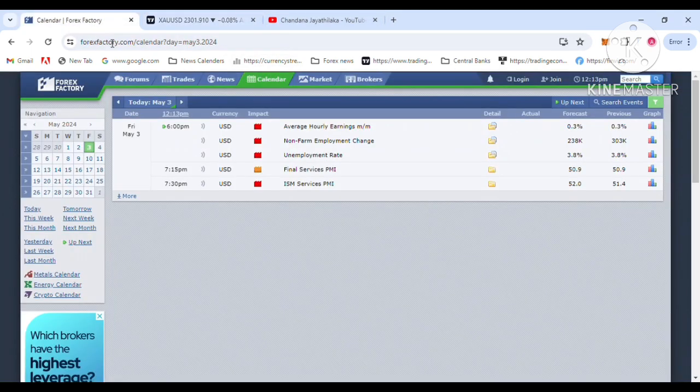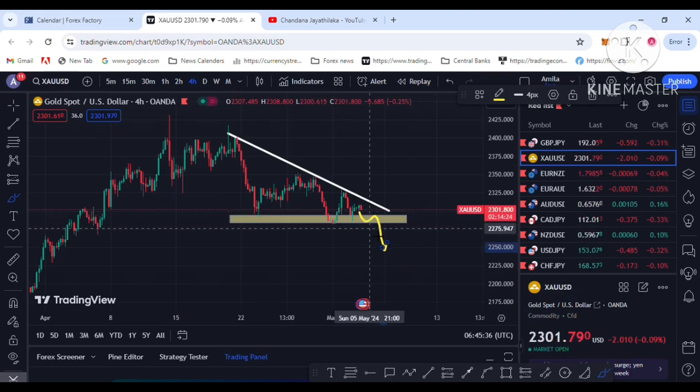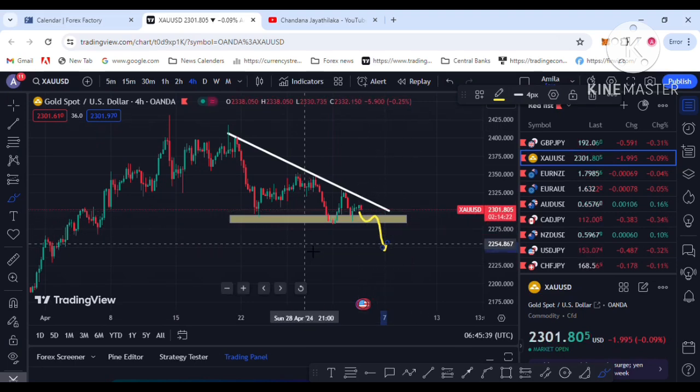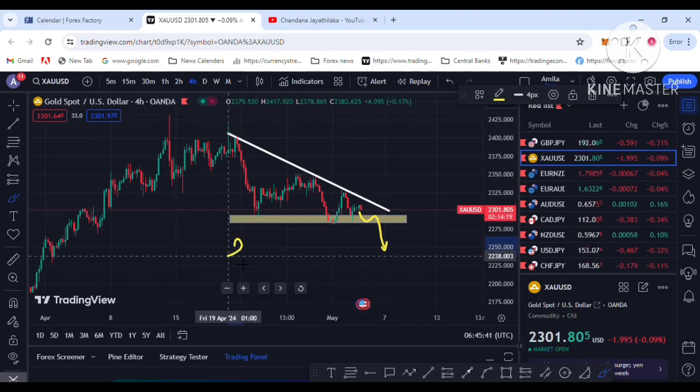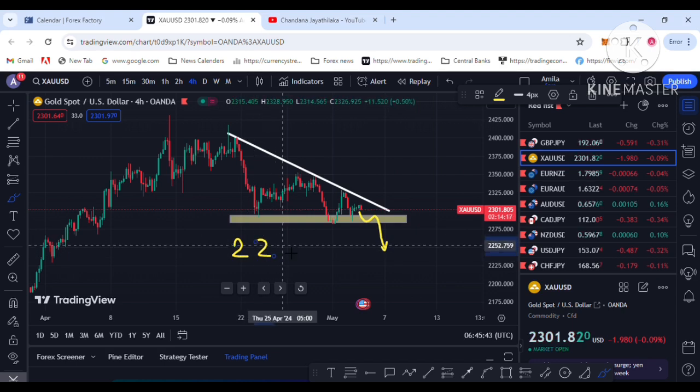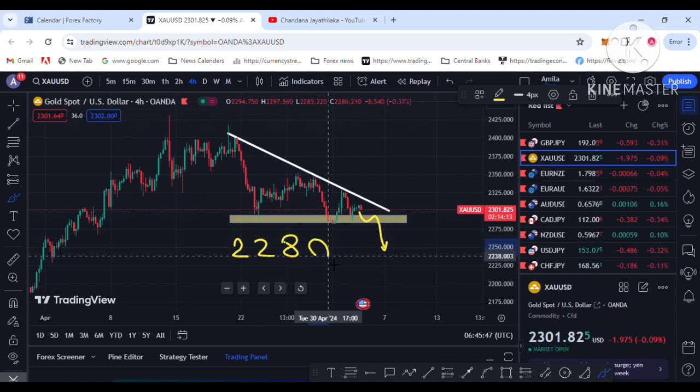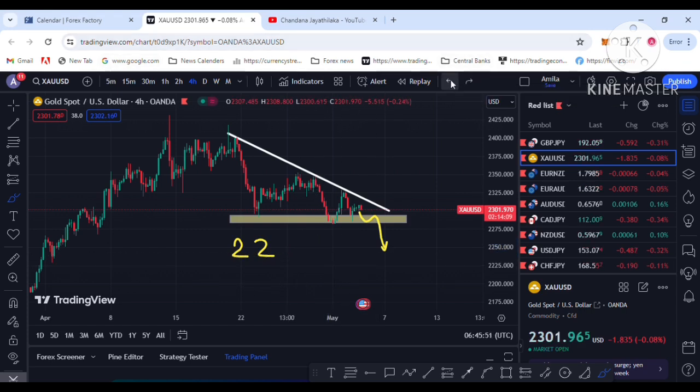Also the unemployment rate is 3.8, and if it drops to 3.7 or 3.6 like that, that also helps dollar demand and gold drops to the downside. That is my one option analysis. The first level target is 2280 with positive non-farm employment change data. That's my one picture fundamentally.